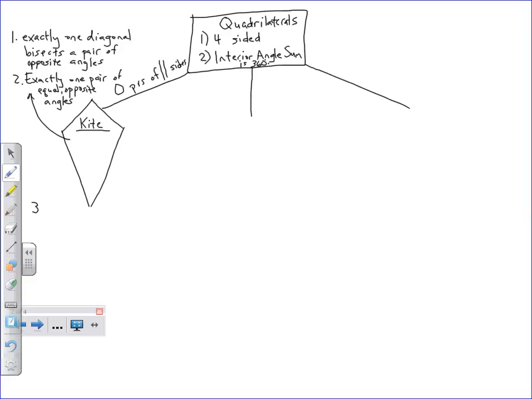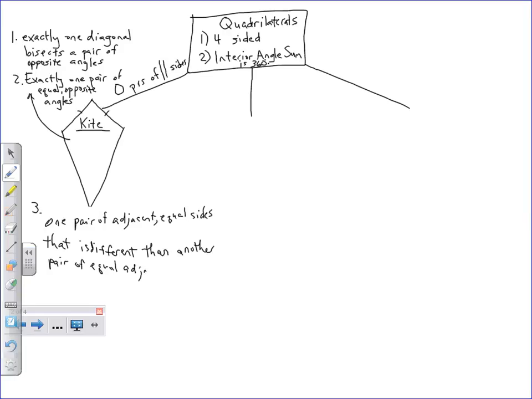And the third one is the one that gets kind of wordy. In some way you need to say that there's 1 pair of adjacent sides that are equal, that is different than another pair of equal adjacent sides. So these 2 down here are different than the top 2.